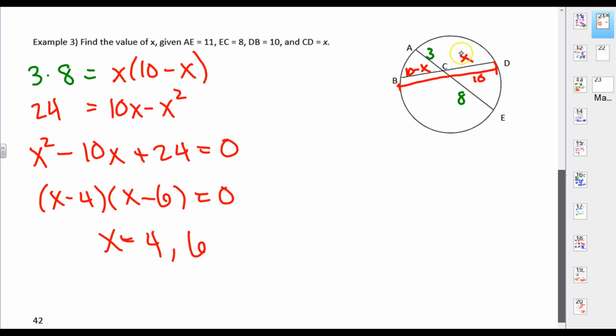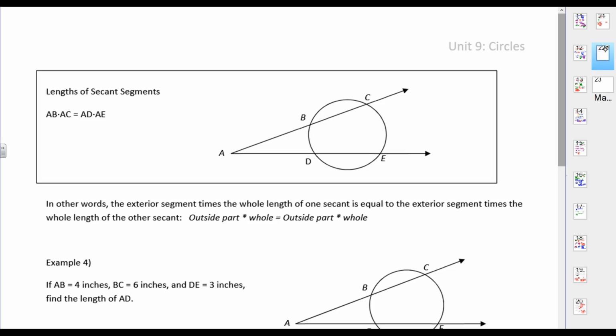And when I check that out, if I let this be 4, that would make this piece 6. Whereas vice versa, if I let this be 6, this would be 4. It still works. All right. Let's keep going.